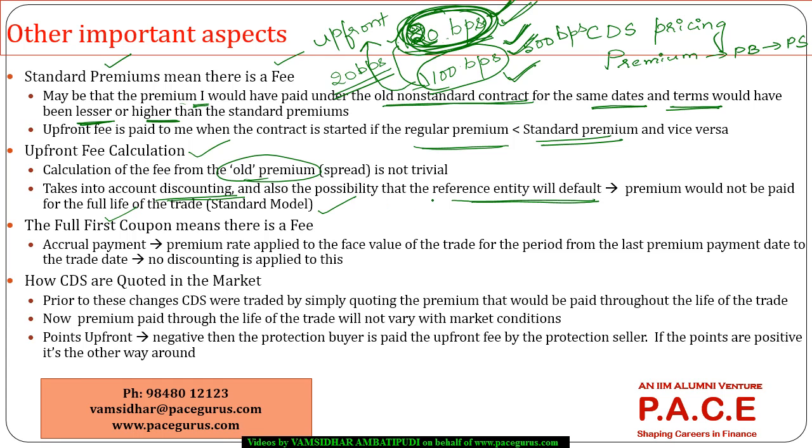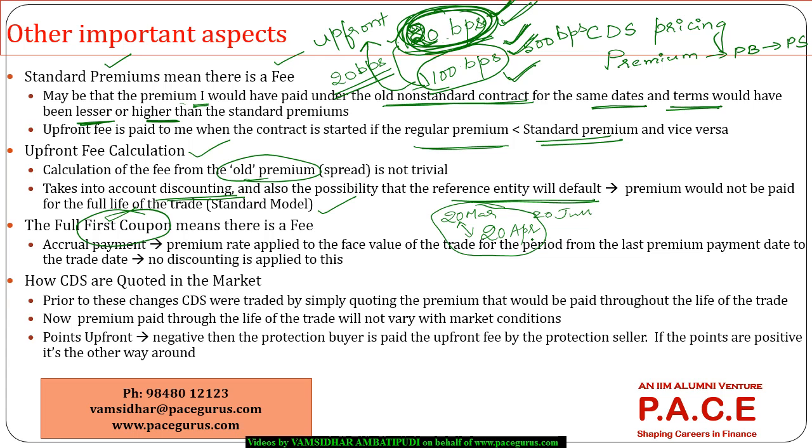Similarly, even though I am entering into the contract, let's say the coupon dates are 20th March and 20th June. But let's say I have entered into the contract on 20th April. Still, the full coupon needs to be paid. Though I did not have the protection between 20th March and 20th April, I still need to pay the full coupon of 100 basis points. Again, I have some kind of a disadvantage. When I am not protected for one month, why should I pay the coupon for the entire period?